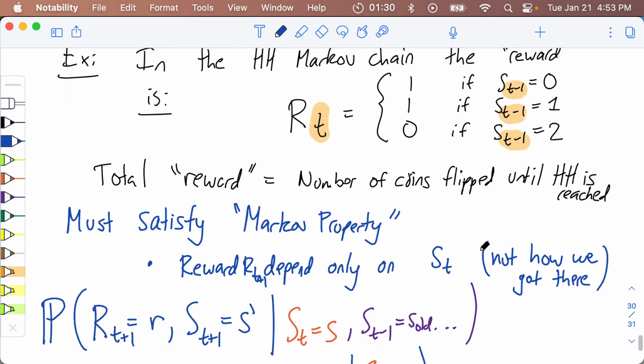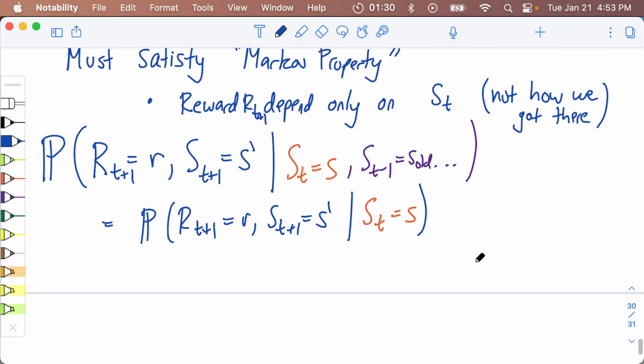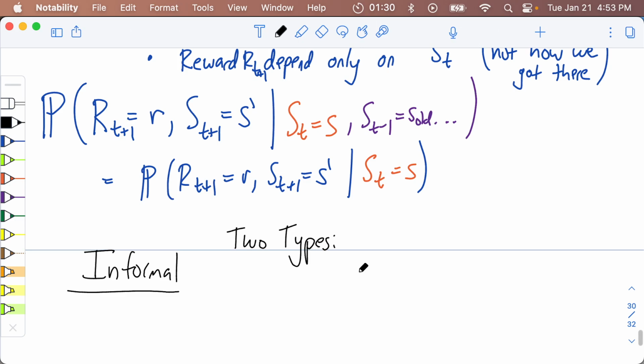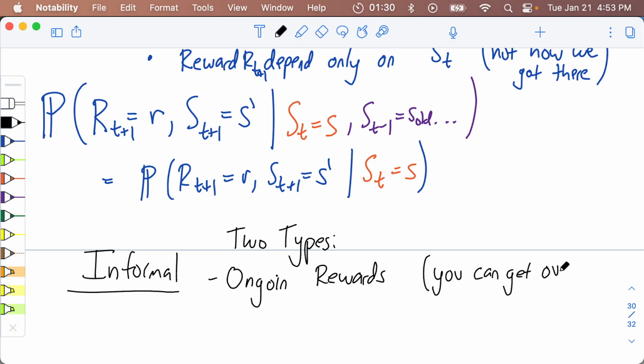Okay. I'm going to do something a little informal here, and we're going to expand on this later, but I think it's worth pointing out now, which is that rewards can be divided into 2 sort of types, very roughly speaking. There's something I call ongoing rewards. And these are rewards you can get multiple times, over and over again.